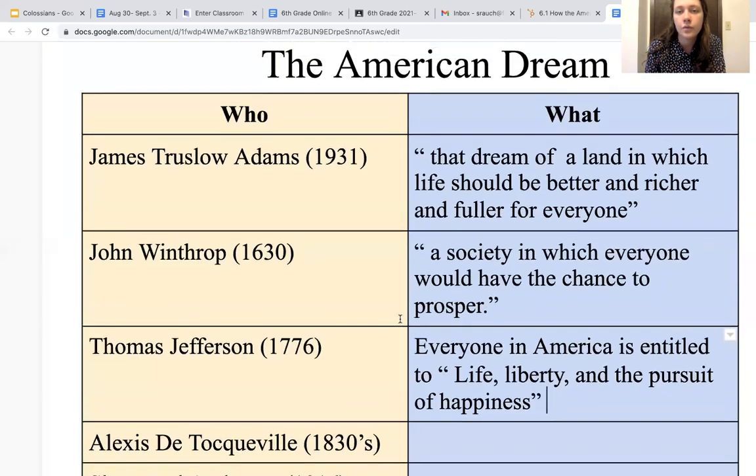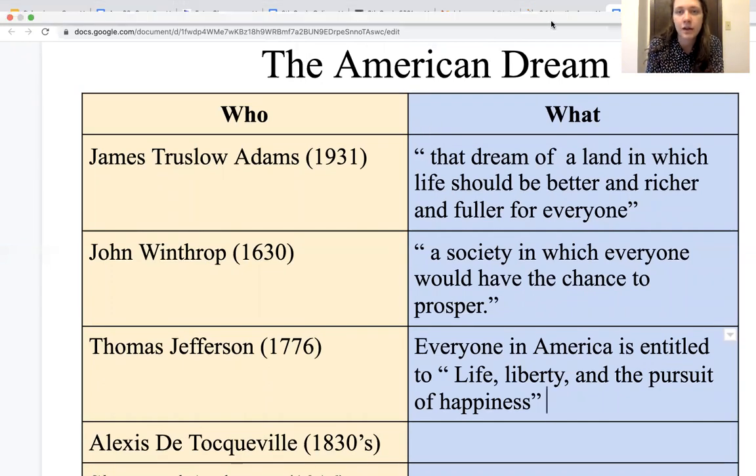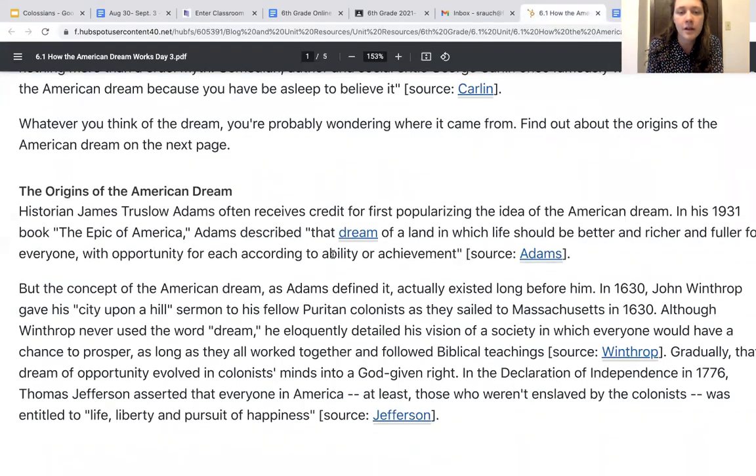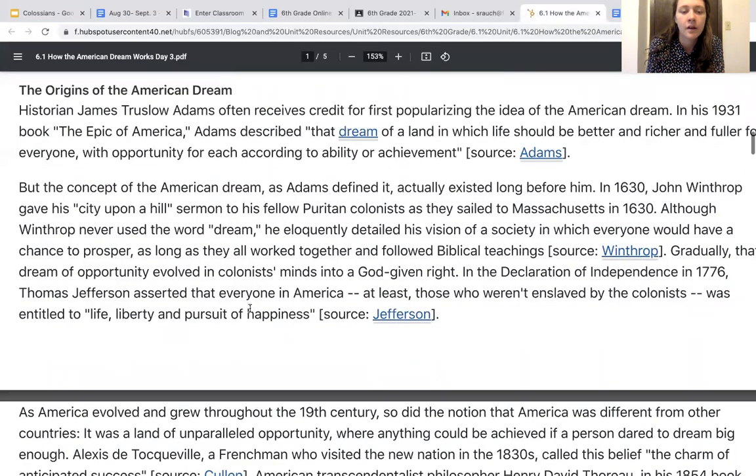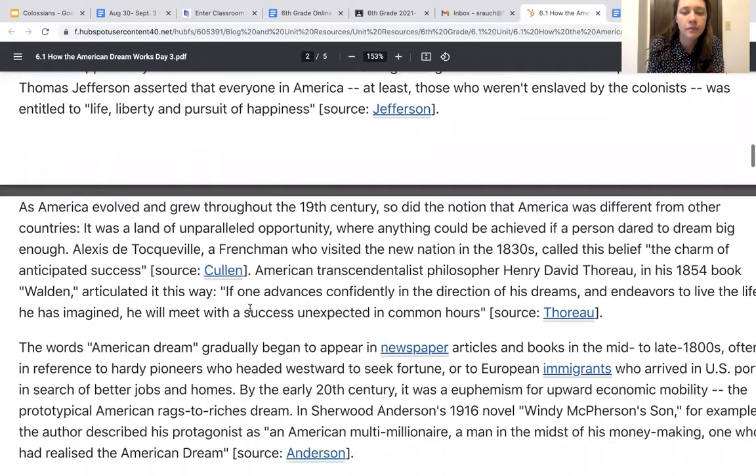Okay, we have two more. You guys are doing a great job. Make sure to pause the video anytime you don't have enough time to write. And we're going to start reading on this second page.